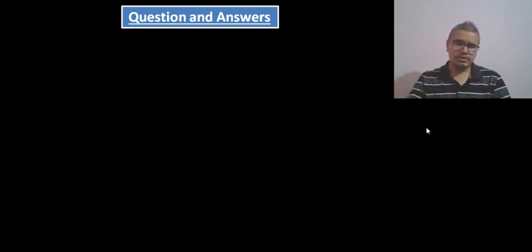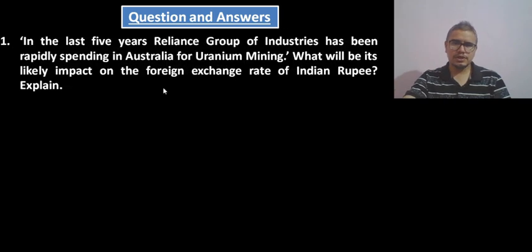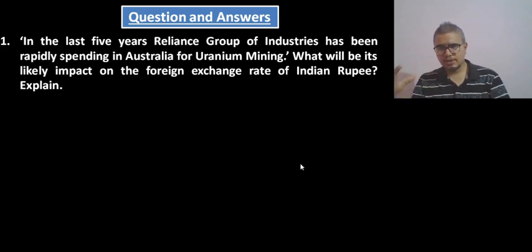So I have taken a few questions over here. The first question is that in the last 5 years, Reliance Group of Industries has been rapidly investing in Australia for uranium mining. What will be its likely impact on the foreign exchange rate of Indian Rupee? Explain. So here Reliance, an Indian company, is investing since last 5 years in Australia for uranium mining. They are extracting uranium in Australia. So how is it going to affect the exchange rate of rupee?